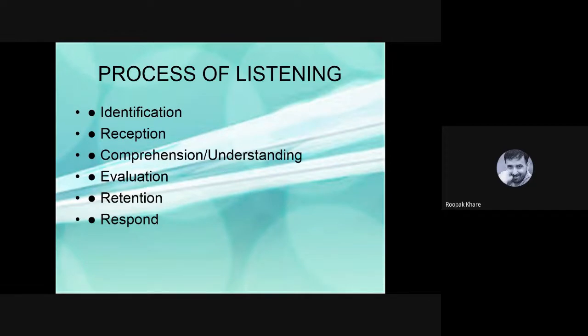In short, we'll be studying the process of listening now. You identify there is some sound, you receive it, you comprehend or understand it, then you evaluate it, how good or bad it is, what does that mean, how useful it is. Then you remember it, retention, and then you respond. How do you react to it? What is your response to it? This is the process of listening. These are the steps.